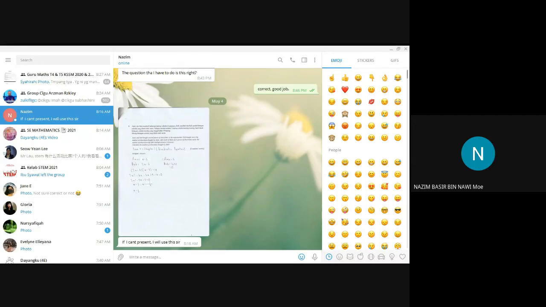I use X to represent the number of chocolates. Amin bought X number of chocolates, while Bob bought twice the number of chocolates of Amin. So I use 2x to represent the number of chocolates bought by Bob. Then each of them ate 3 pieces of chocolate. Thus, I minus 3 on each of Amin and Bob.